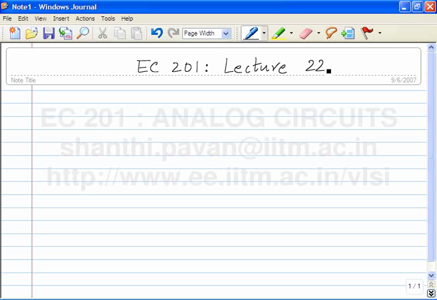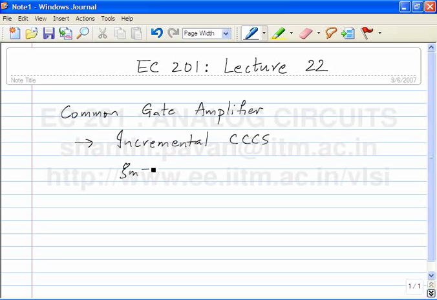So yesterday we saw the common gate amplifier, which is nothing but an incremental current controlled current source, where gm tending to infinity will imply that the input impedance goes to zero, the output impedance is infinity, and the current gain, that is I out by I in, equals 1. And we also saw how we can compute swings, so that you prevent the transistor from getting out of saturation.